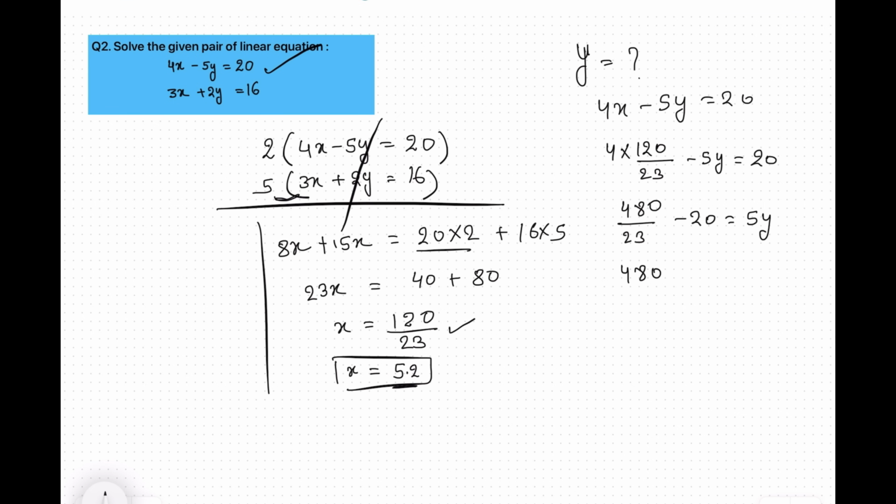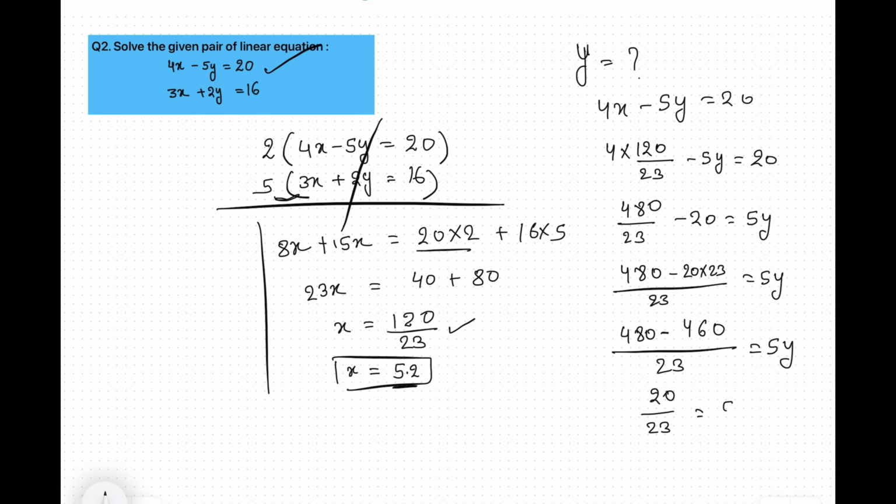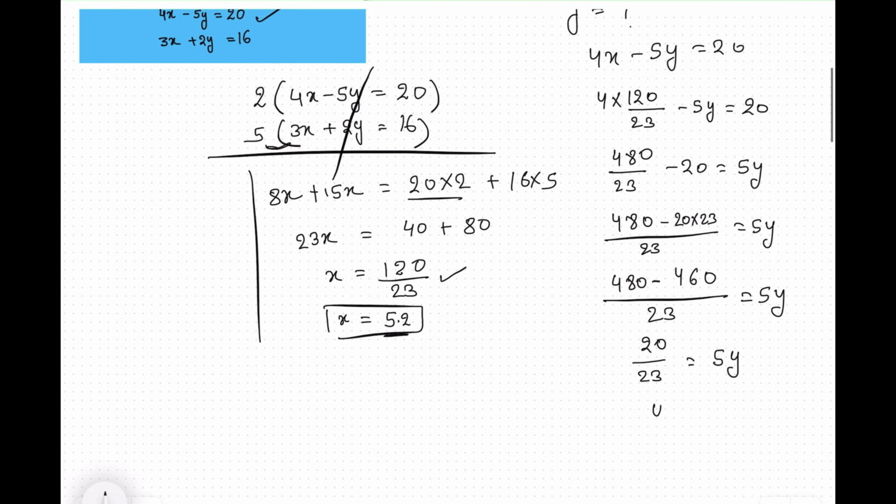Take the 20 to this side and transfer the 5y to that side. So it will be 480 minus, taking an LCM here, 20 times 23, equals 5y, right? 480 minus, what we can do? We can write 3 times 2 is 6 and 2 times 2, 4, divided by 23, equals 5y. From here we can write 20 over 23 equals 5y. Dividing both sides by 5, we get y equals 4 over 23, right? So the x value we can write as 120 by 23 and the y value as 4 by 23, as the answer.